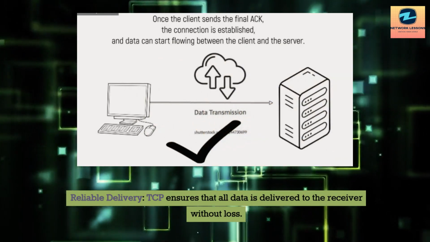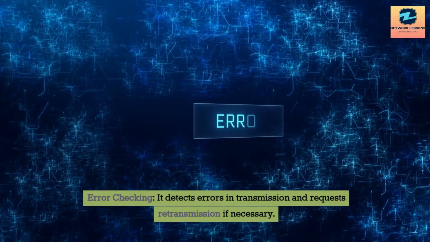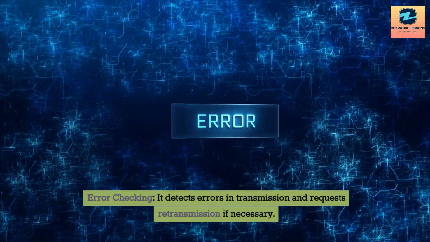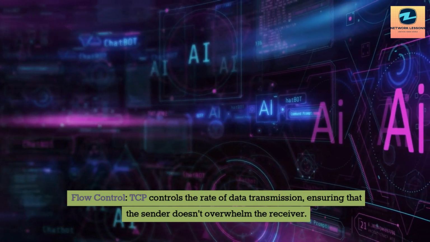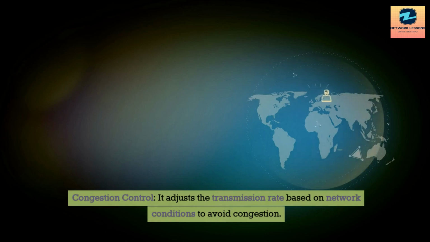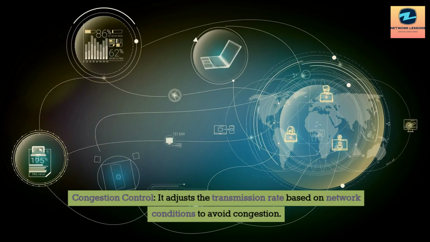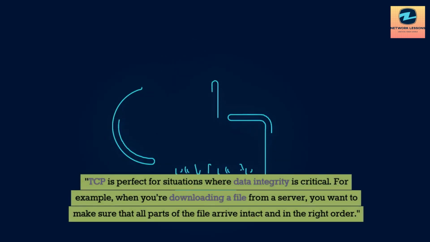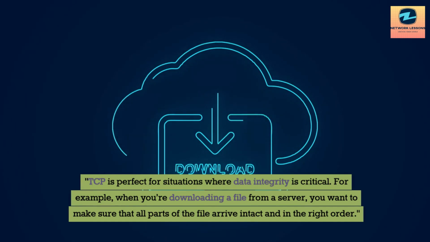Some of the key features of TCP are reliable delivery. TCP ensures that all data is delivered to the receiver without loss. Error checking. It detects errors in transmission and requests retransmission if necessary. Flow control. TCP controls the rate of data transmission, ensuring that the sender doesn't overwhelm the receiver. Congestion control. It adjusts the transmission rate based on network conditions to avoid congestion. TCP is perfect for situations where data integrity is critical. For example, when you're downloading a file from a server, you want to make sure that all parts of the file arrive intact and in the right order.